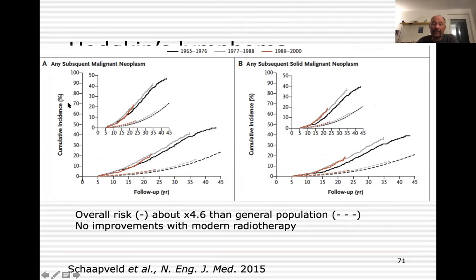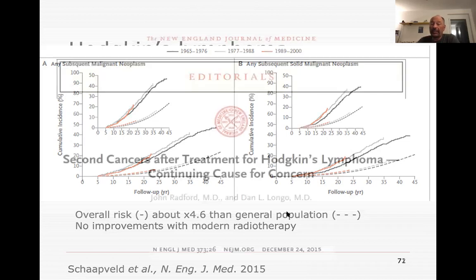This is now a study of the overall risk. This is any subsequent malignant neoplasm, this is any subsequent solid malignant neoplasm. If you look at the incidence as a function of the age, going from the very old data from the 60s and the 70s to the much more modern data of the end of the 20th century, there's no improvement. You see, the red curve is always essentially the same. It's even a little bit worse than the old data with 3D CRT. So this is really disappointing.